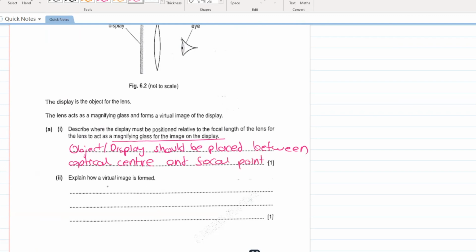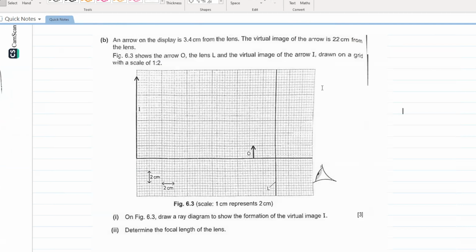Let's move on to part 2. Explain how a virtual image is formed. By extending the diverging rays backwards. If you extend the diverging rays backwards, this will form a virtual image. This was our case number 5 in converging lens lectures. Okay, let's see part B.